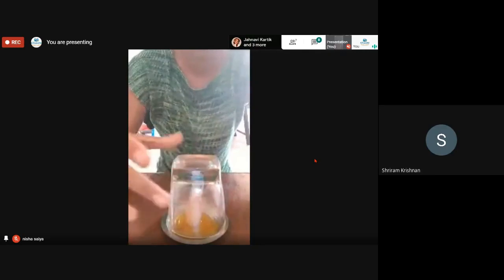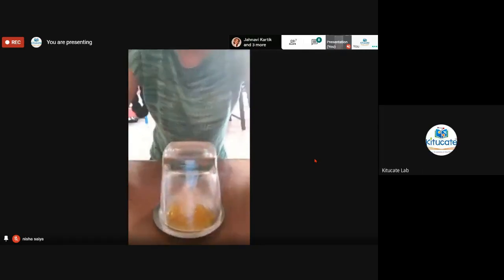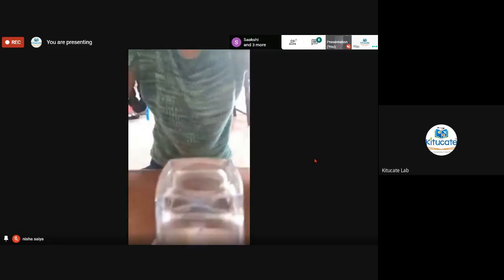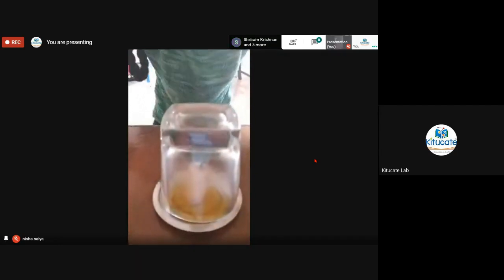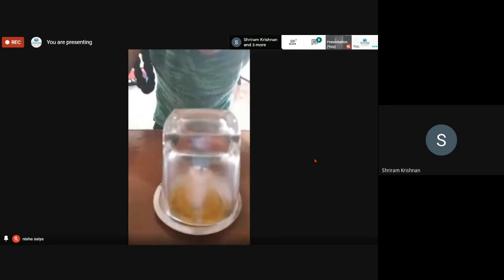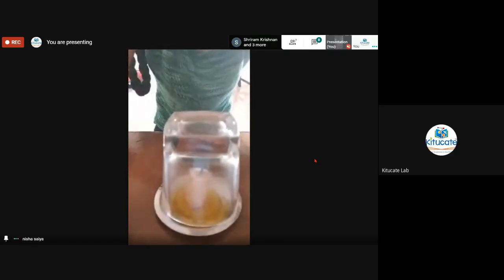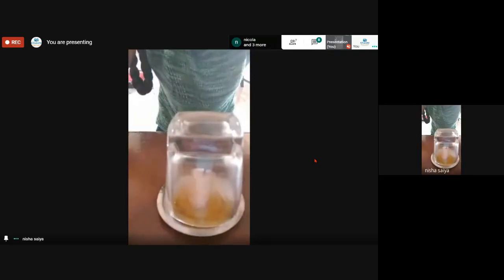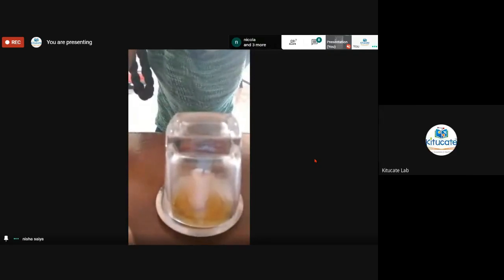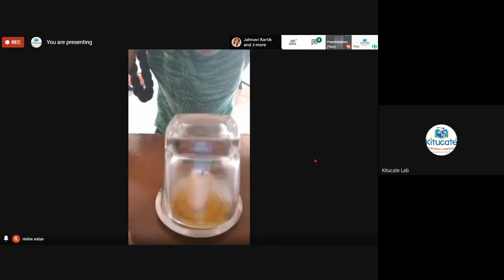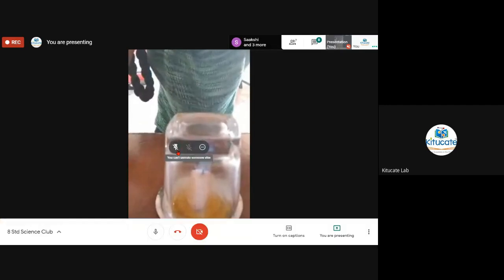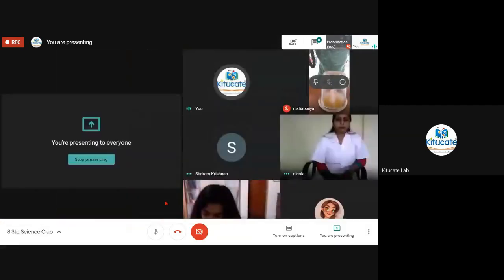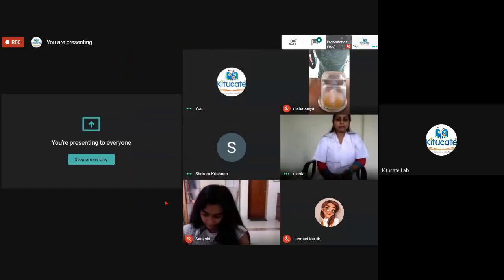The water is too low to rise up. Has it gone up even a little bit? Yes, ma'am, just a bit. Okay. You should take water in a bowl like how Shriram had done. Put the candle so that you can see the water level change. You can visibly notice it. Okay.